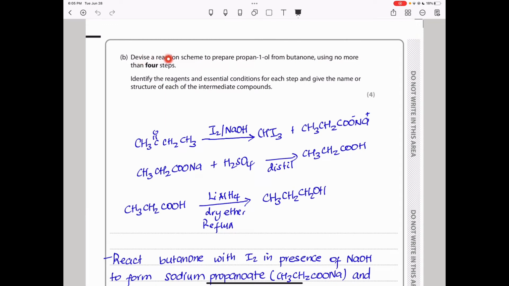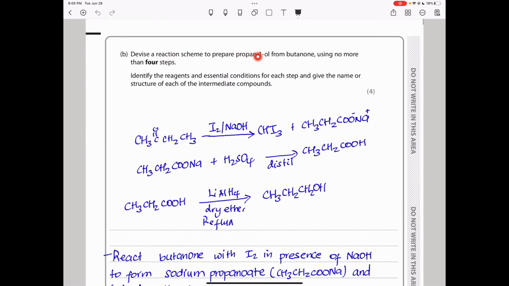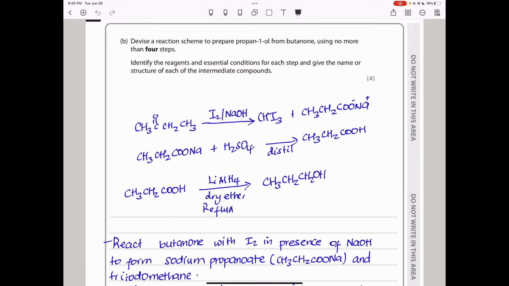They say, devise a reaction scheme to prepare propan-1-ol from butanone using no more than 4 steps. These reaction schemes are really very important. They say identify the reagents and essential conditions for each step and give the name or structure of each of the intermediate compounds. Remember, we are beginning from butanone. Since we want to prepare propan-1-ol, we have to cut down on the carbons. So with butanone, I can react it with iodine in the presence of sodium hydroxide to produce a triiodomethane and a carboxylate salt. Here I have cut off 1 carbon, so there is potential for me to make propan-1-ol.